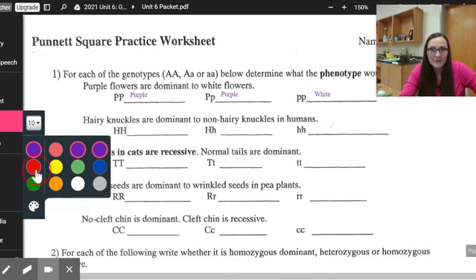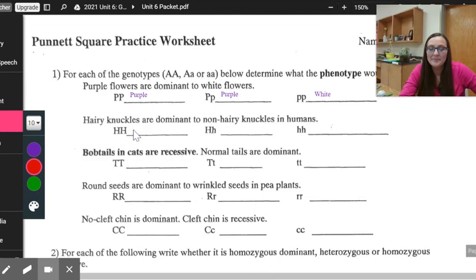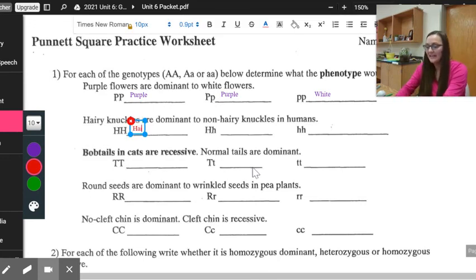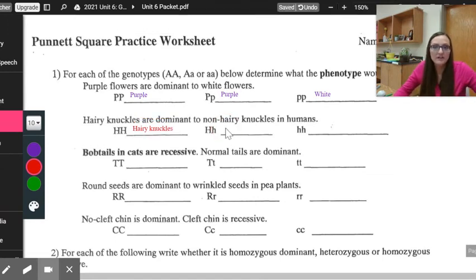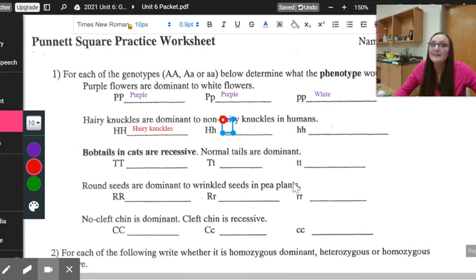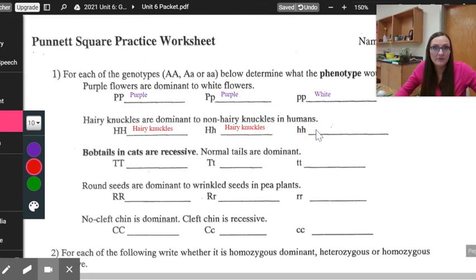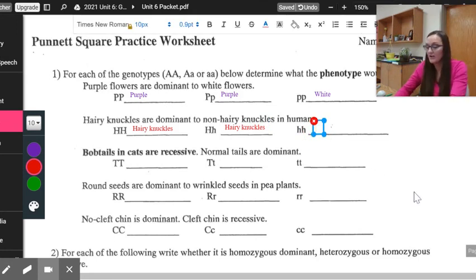So let's knock this out. Let's see here. Big H, big H. That would be hairy knuckles. All right, let's go to the next one. One capital, one lower. How does that work? It has the dominant trait, so it has the dominant appearance. So these would also be hairy knuckles. Okay, last one. Little, little. So what's that one? That's the recessive trait. Non-hairy knuckles. Good job, guys.